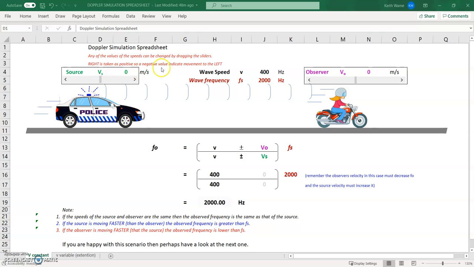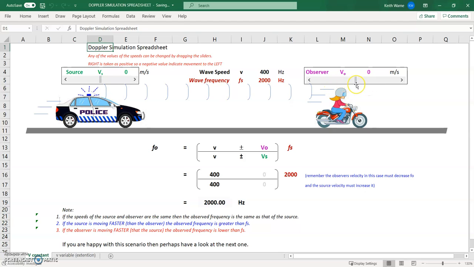Now what I've done here is take right as positive. I think this is closer to the way the notes do the calculations. If you take the slider and drag it to the right, you'll see that the speed increases, and I've done it in meters per second, and that means the car's moving to the right. If you drag it to the left, you'll see the speed becomes negative, and so the car's actually moving backwards. But we'll just start with it on 0 for now.